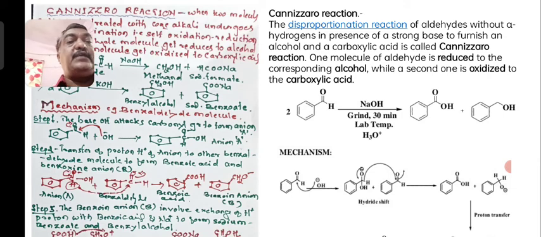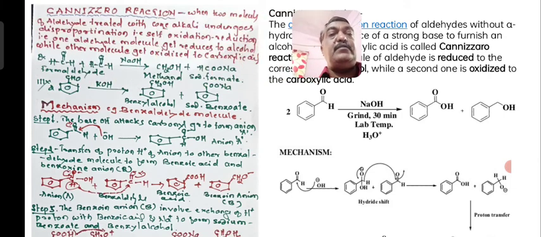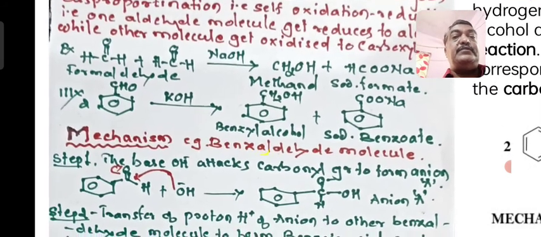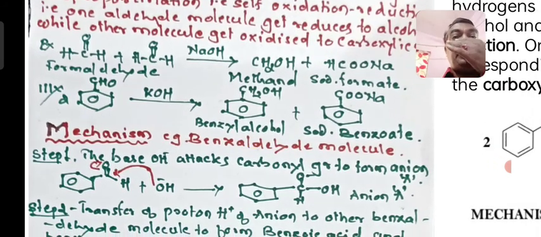In Cannizzaro reaction, let us see here. You can take formaldehyde or you can take benzaldehyde. Better I will go with benzaldehyde as the best example. Two molecules of benzaldehyde when treated with aqueous KOH or NaOH, one molecule will get converted into benzyl alcohol and another will be converted into sodium benzoate.